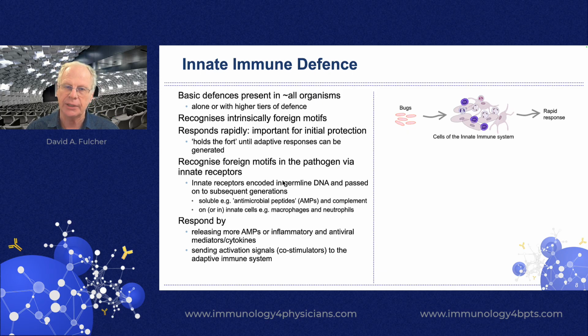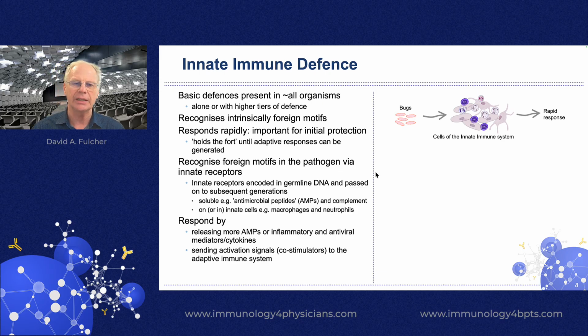This innate system recognizes foreign motifs in the pathogen via innate receptors. These receptors are encoded in germline DNA, and this DNA is passed on to progeny in order to provide some basic protection intrinsic to that organism itself. Things like what we call antimicrobial peptides, which we'll come to shortly, complement you may know about.